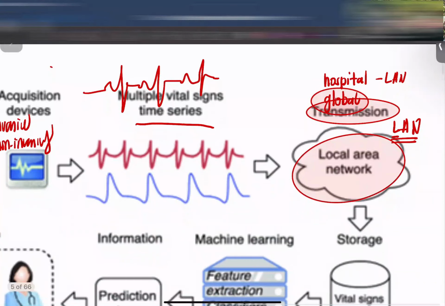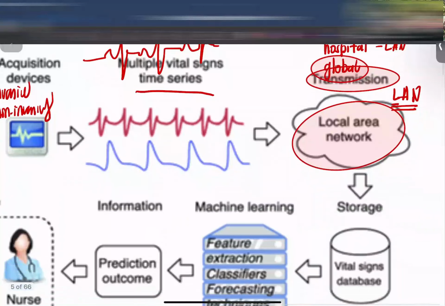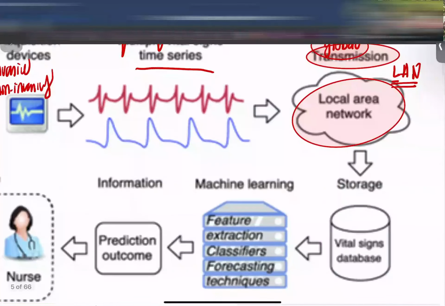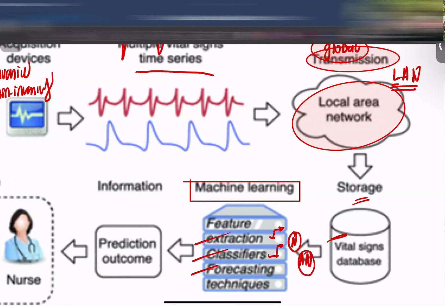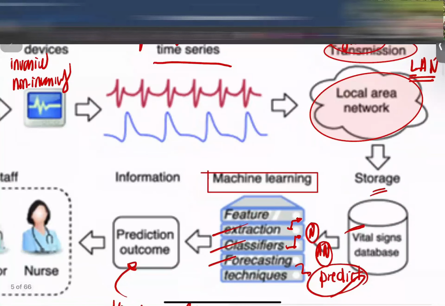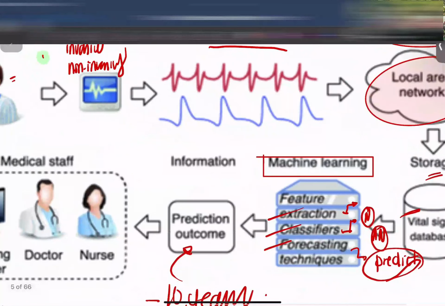Okay? Now, once the data is on the local area network, it goes to storage, to the vital signs database, and with machine learning, it has the feature of extracting, classifying, and forecasting. Extraction, class, means the significant information is extracted. Classify, it classifies whether the data is normal or abnormal. And forecasting, it will be able to predict what would happen next. That's why it goes to what we call the prediction outcome. And from that, your medical staff will be able to receive the information.